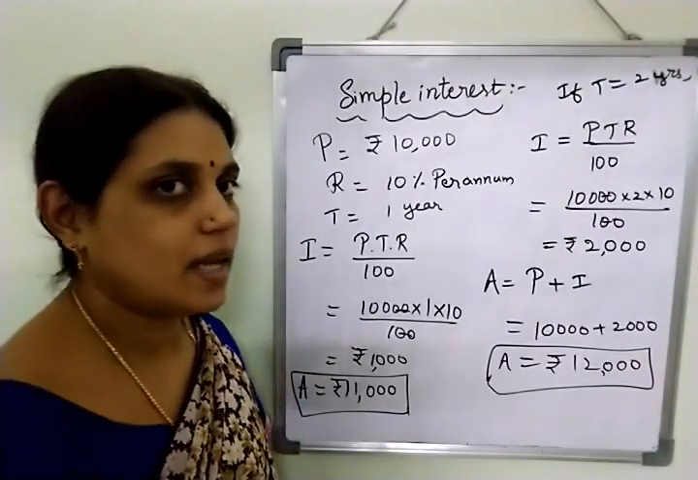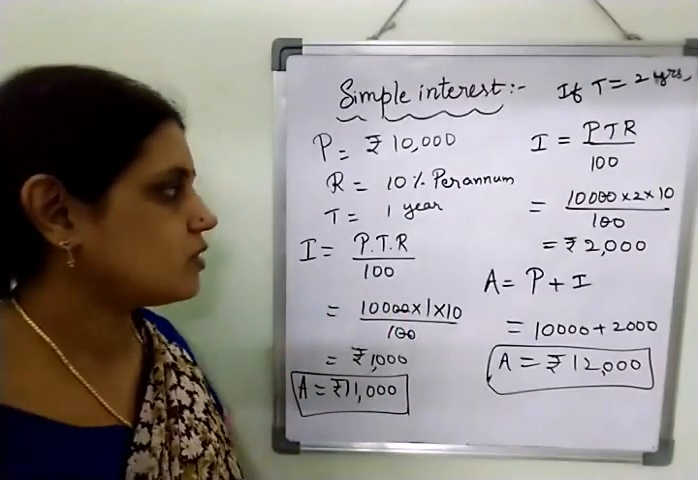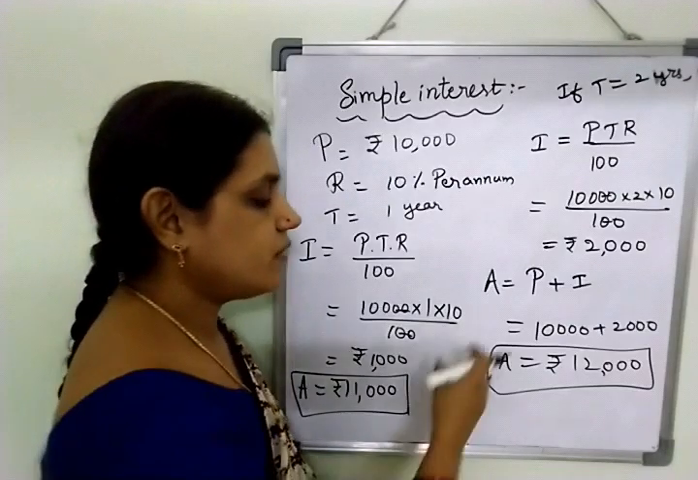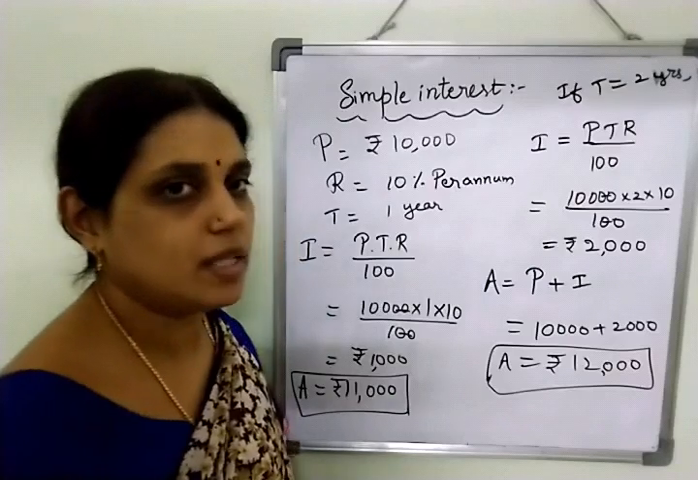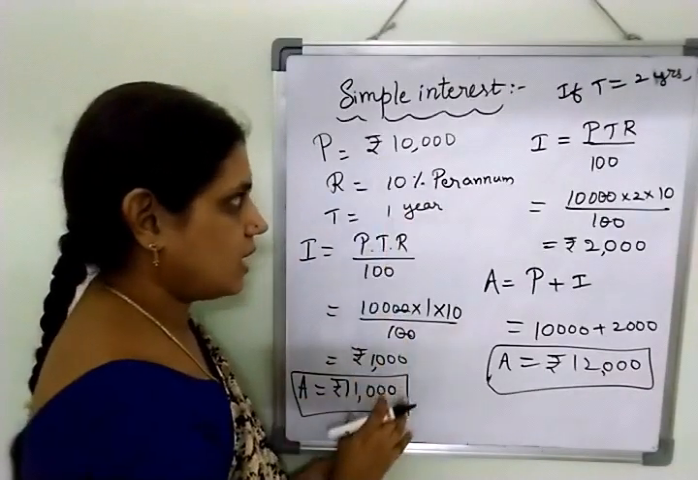How is it? The interest for 3 years will be 3,000. Since we have taken the simple example of 10,000 rupees and the rate of interest as 10% per annum, it will be very simple. So the amount to be paid after 3 years will be 13,000. So here if you observe, the principal will be the same.